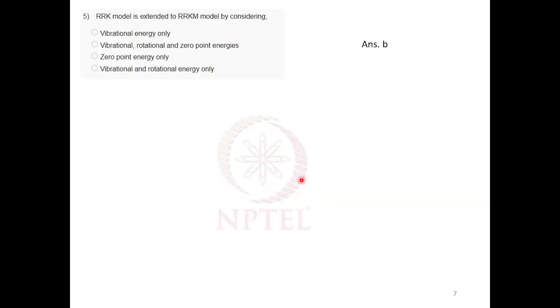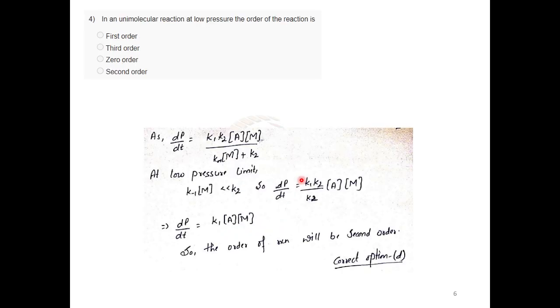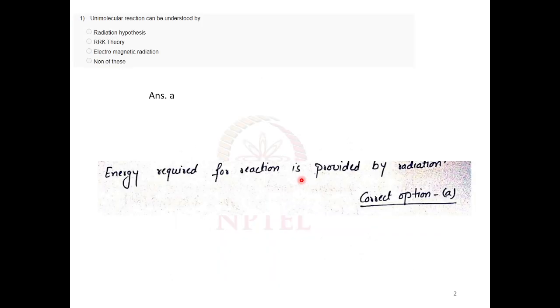Let's go to the next question, where this is an RRK model question, with the 5% rotation 0.8. This one, the answer will be. So if we recap, this was our first question, on the unimolecular reaction.